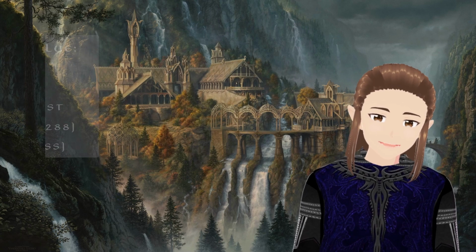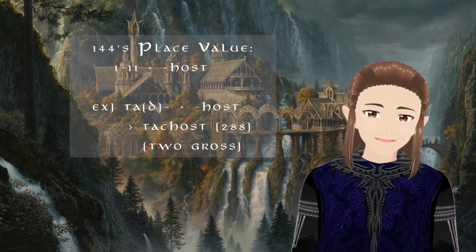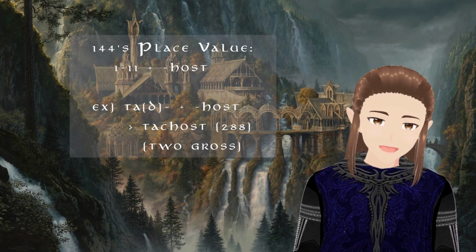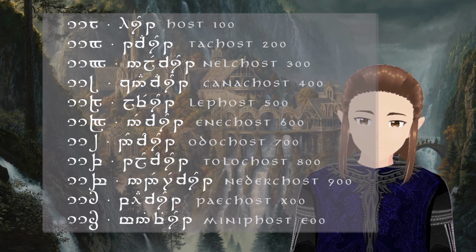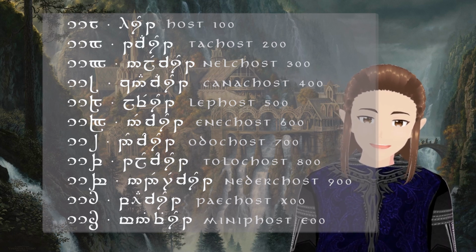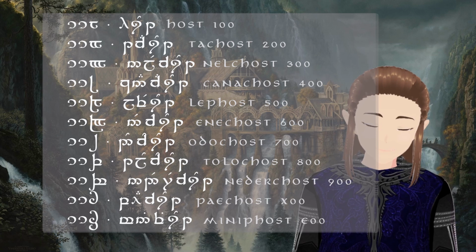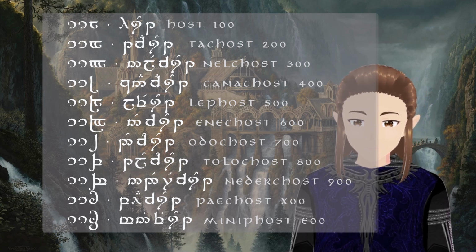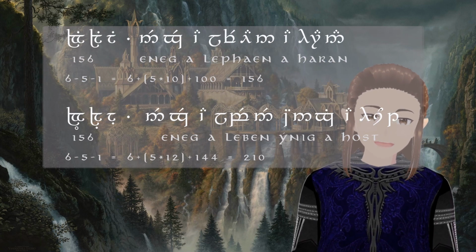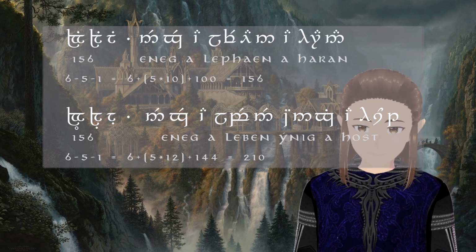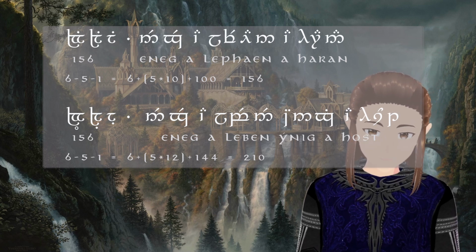Finally, we can use the word host to express a gross, or 144, and similarly combine it with other numbers to make a place value for multiples of a gross. So, for example, host, tahost, nelhost, kanahost, levost, enehost, odohost, tolohost, nederhost. To avoid confusion, decimal numbers written with Tengwar numerals may be marked with overdots or overbars, while duodecimal numbers may be marked with underdots or underbars.